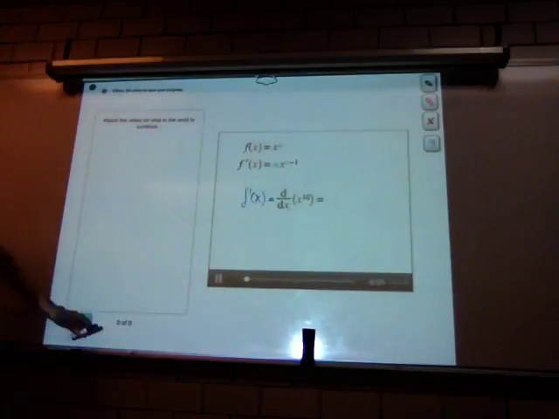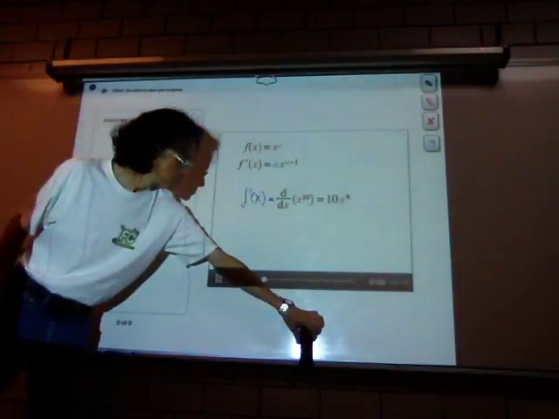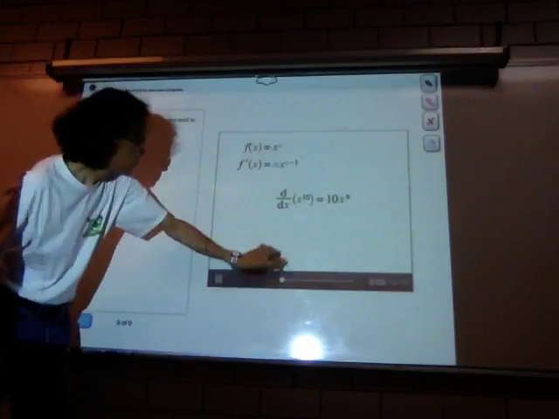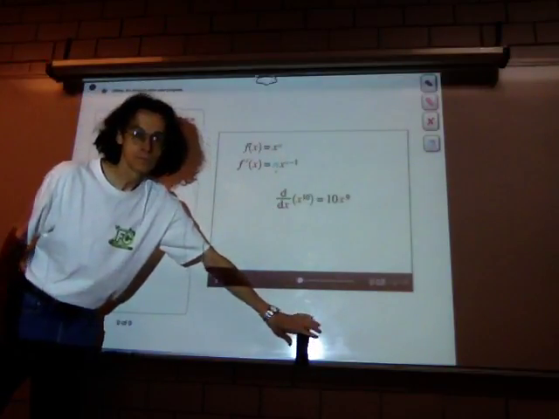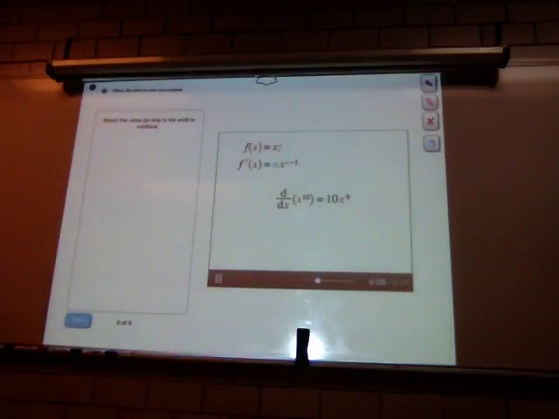Right. The derivative of x to the 10th is 10x to the 9th. This rule works whenever the powers are whole numbers. Later on, you'll see why the same rule works for any value of n, even when n isn't a whole number.